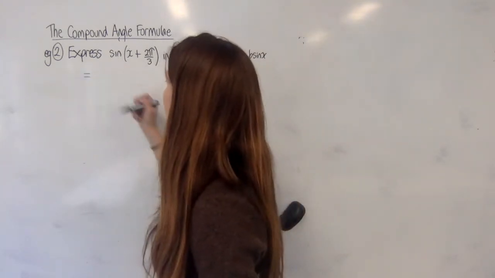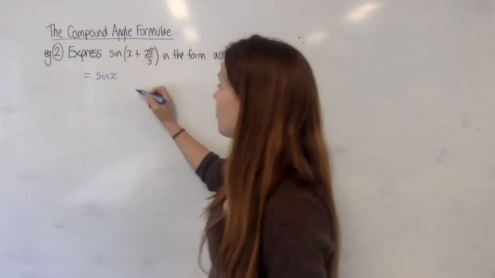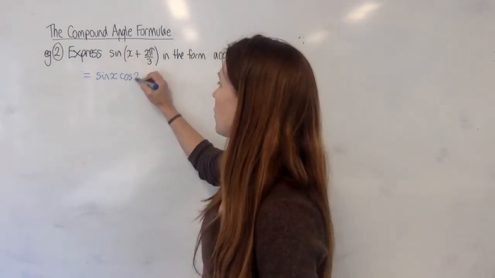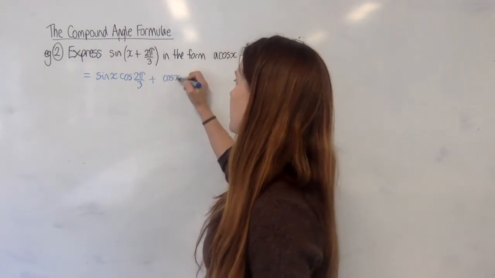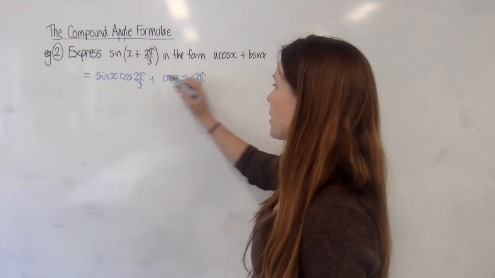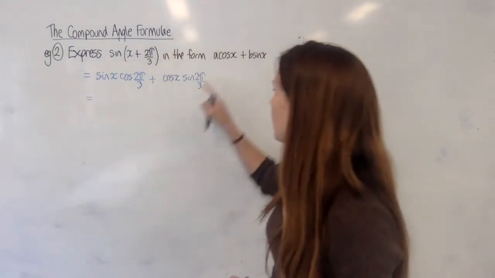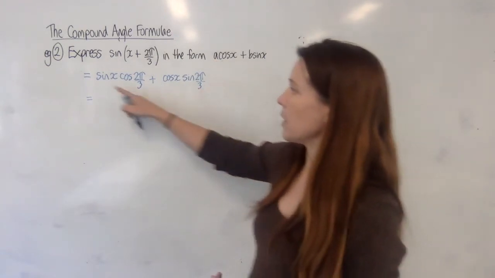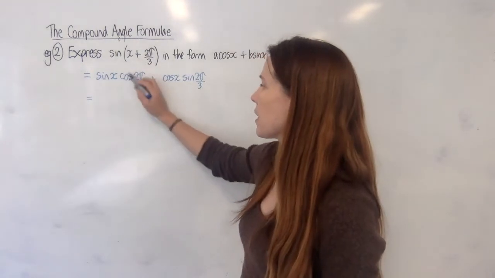So we can say that this is equal to the sine of x multiplied by the cos of 2 pi on 3 plus the cos of x multiplied by the sine of 2 pi on 3. Where in each case here, 2 pi on 3 is 120 degrees, remember that. So here, we're trying to put it into this form. We can leave the sine x and the cos x as it is. We've just got to work out what this part is as an exact value.